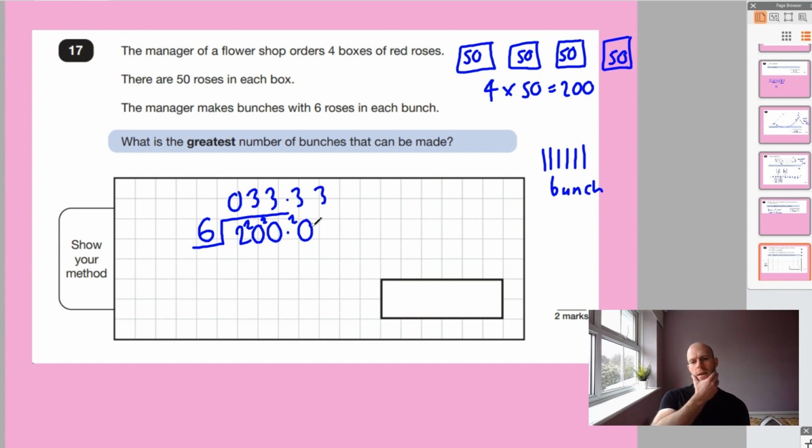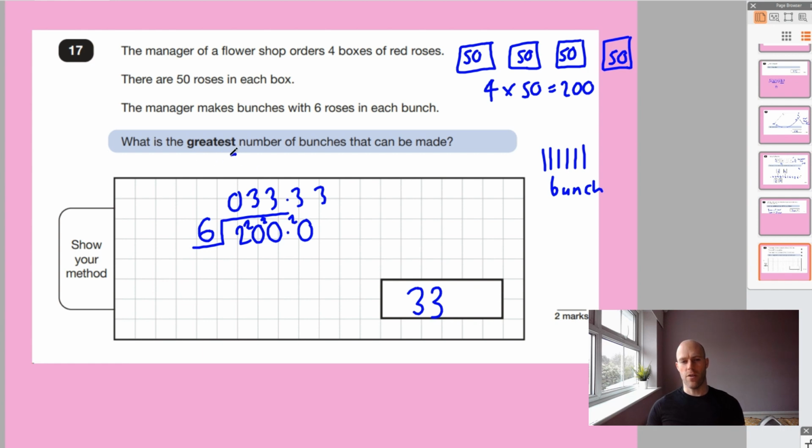So we can make 30, we can have 33 1/3 bunches, but we want to know the greatest number of bunches, complete bunches that we've got. So we can't have 1/3 of a bunch because that would only have 2 roses or 2 flowers in it. So we can only make 33 complete bunches.